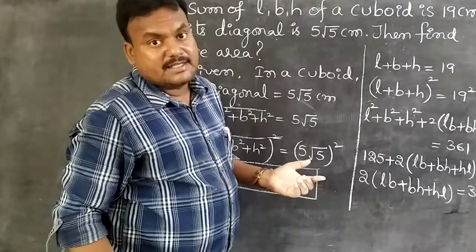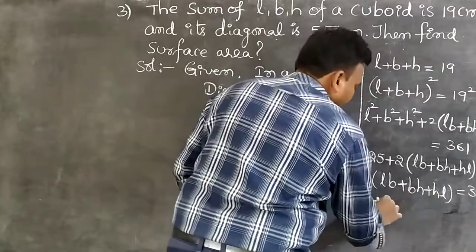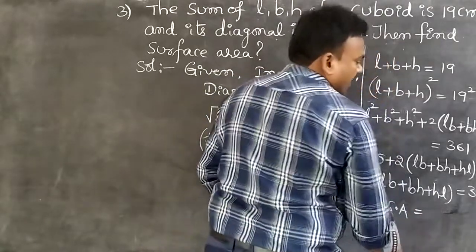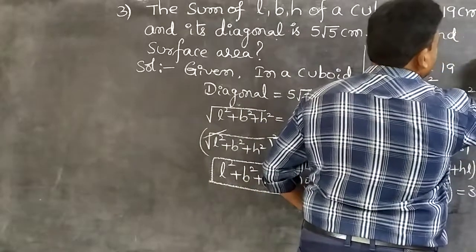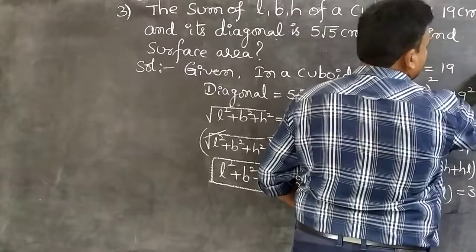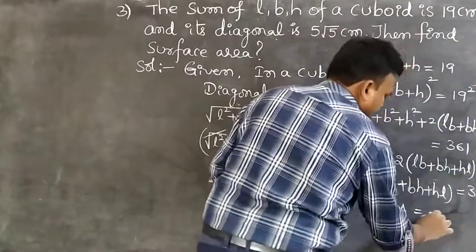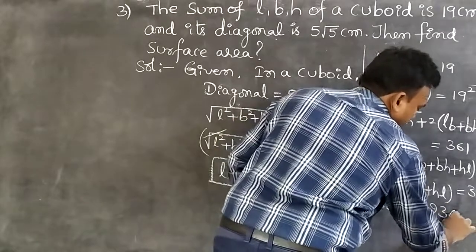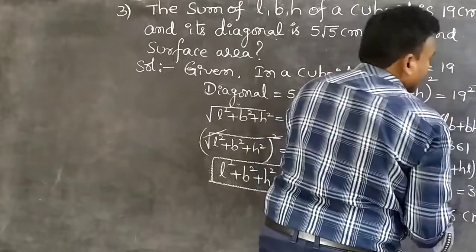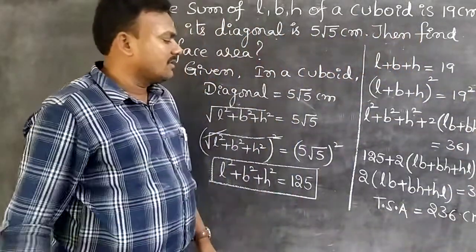Isn't it? Yes. So the total surface area of a cuboid, finally, with this replacement we have taken, total surface area equal to 361 minus 125, which is 236 square centimeters. This is the solution, students.